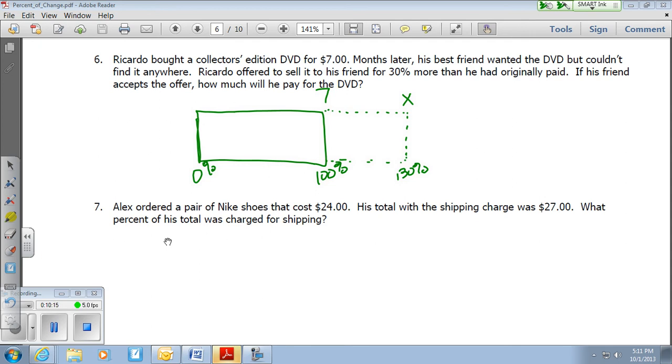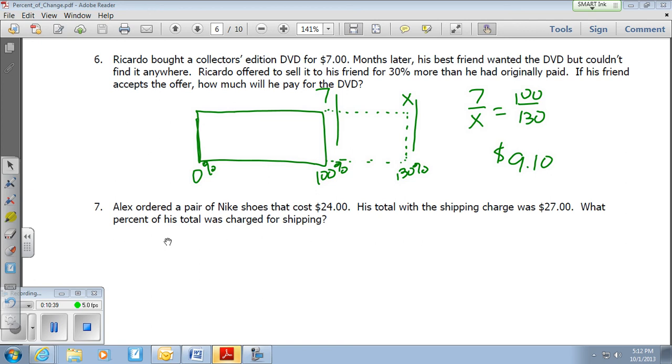So set up your proportion here. We can do 7 over x equals 100 over 130, or we could do 7 over 100 equals x over 130, and you should get $9.10. So hopefully, if you've been enjoying using the percent bars, just keep using the percent bars for these problems here.